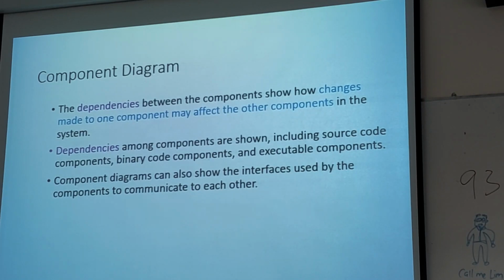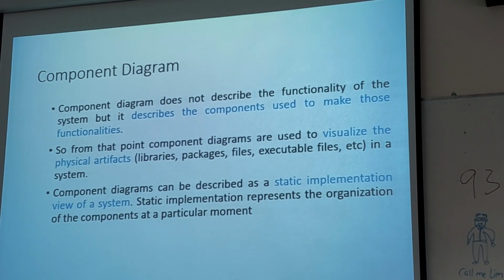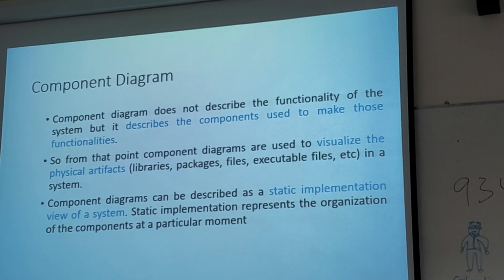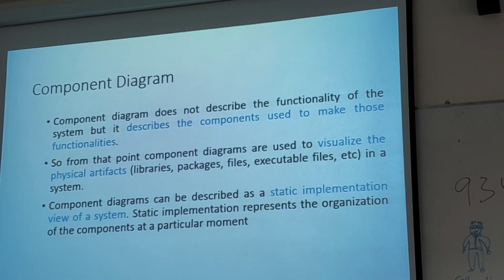The component diagram also shows interfaces, for example the provided interface and the required interface. The component diagram does not describe the functionality of the system. It only shows the components used to make those functionalities. So the component diagram is used to visualize physical artifacts, for example all the code, executables, libraries, and so on. Components can be described as a static implementation view of the system.